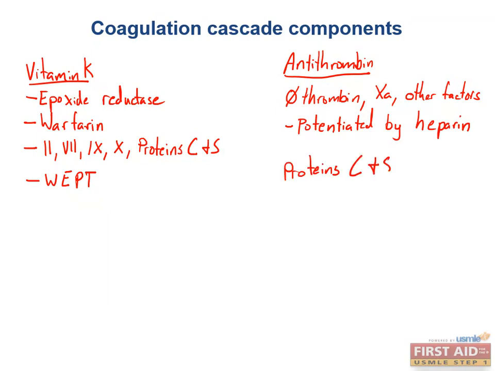Proteins C and S work together to cleave and inactivate factors 5A and 8A. Notice that these are the same cofactors that are also activated by thrombin. By cleaving these factors with proteins C and S, the body is unable to convert 10 to 10A and 2 to 2A, which effectively halts coagulation in the common pathway.